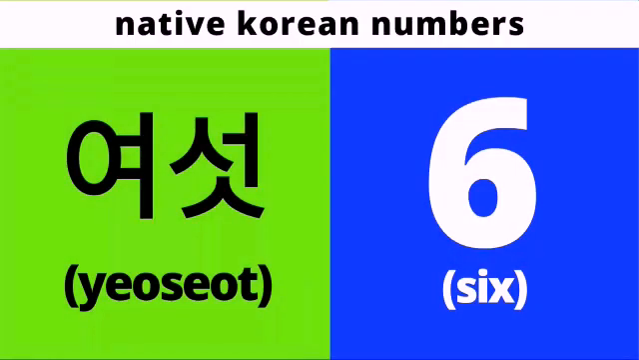Next, the native Korean version of number 6 is yosot. Again, yosot. This is composed of two syllables. The first syllable is yo, the second syllable is sot. Pronounce it with me. Yosot.